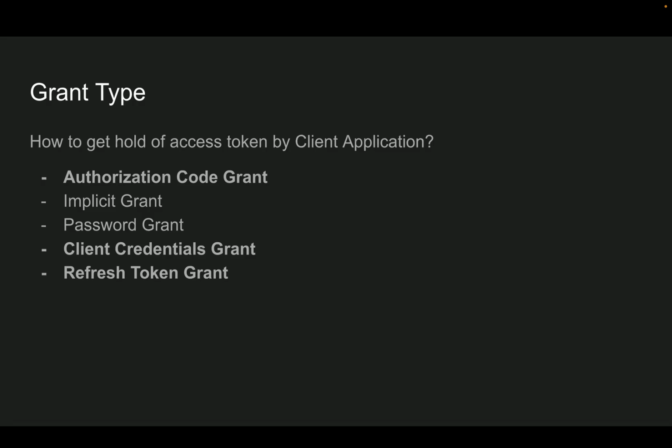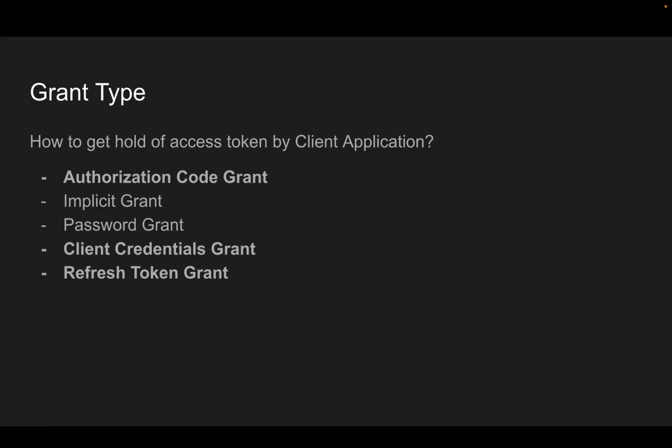There are many methods to get the access token and each of those methods are called grant type. Now, the goal of client application is to get hold of access token. There can be many ways. The first is authorization code grant. In this code grant, first of all, after logging in of the user, the authorization server issues an authorization code to the client application, and using that authorization code, the client application can get the access token.